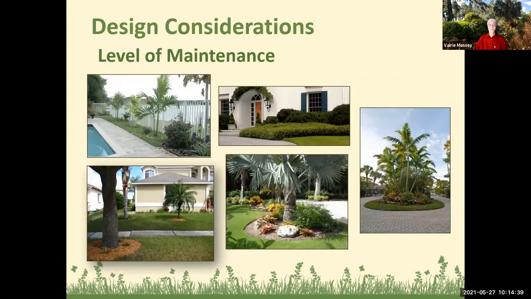And then design considerations. What level of maintenance do you want? Do you have a higher maintenance level now that you want to change to more native plants that need less water and maybe less pruning or pesticide? Make sure that when you're looking at plant considerations, you ask what's the mature size. If you put in a 7-gallon pot that's maybe 3 feet tall, but it's eventually going to be 15 or 20 feet tall and 15 feet wide, is it really going to fit in that space?